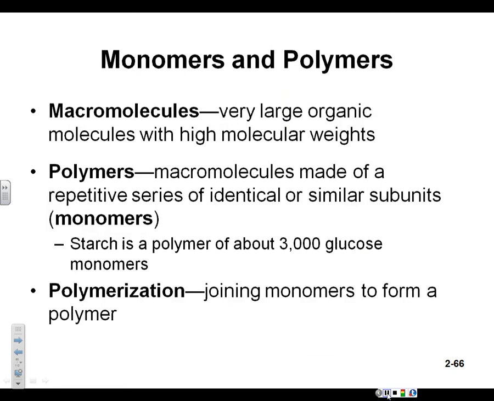Alright, macro means what? A large molecule. Polymers is when we take several of these molecules and put them together. So a monomer is like a single one. A polymer is many of them. Polymerization is how we join them together. Alright?